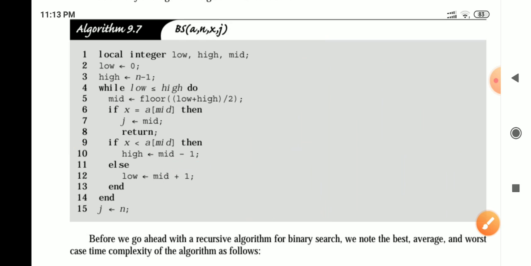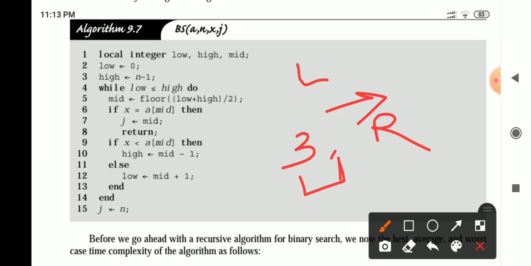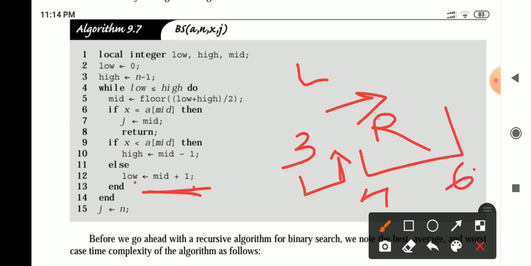If we are searching for a number which is greater than 3, we have to move to the right part of the array. So the low will be the next element after the mid, that is mid plus 1. Here we have to assign low is equal to mid plus 1. It will go up to 6. So here we have 4 as low and 6 as high.